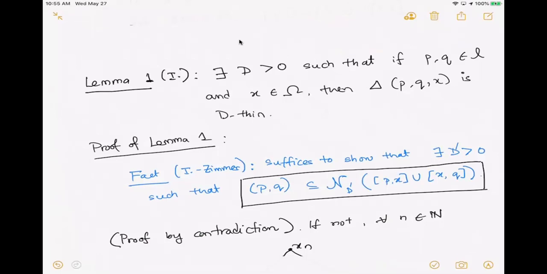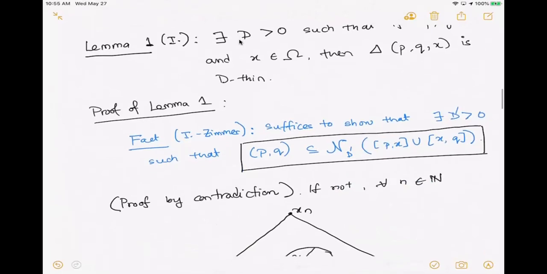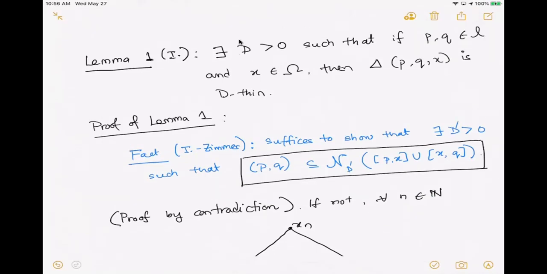In order to prove this lemma, we will use this fact that was proven in a joint work by Andrew Zimmer with myself. And this fact says that in order to prove lemma 1, it suffices to show that there exists a positive constant D prime so that the projective segment between P and Q is contained in the D prime neighborhood of the union of the projective geodesic segments between P, X and X, Q. I will now try to sketch the proof of the statement in this box with the black boundary.